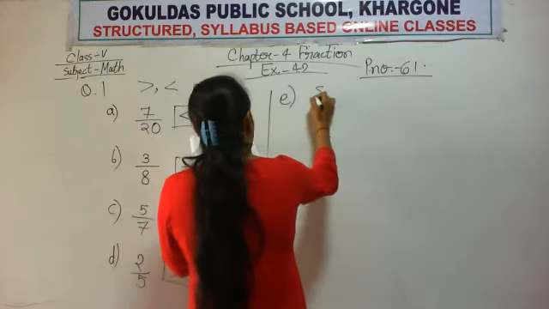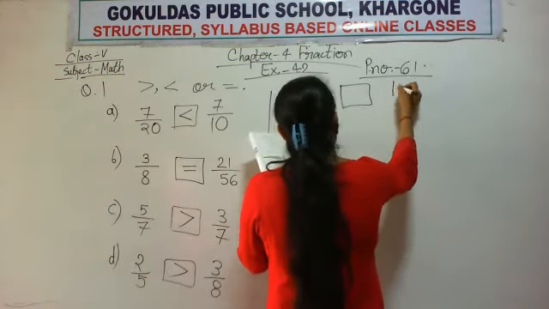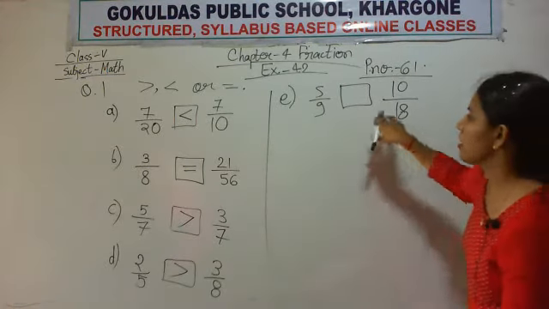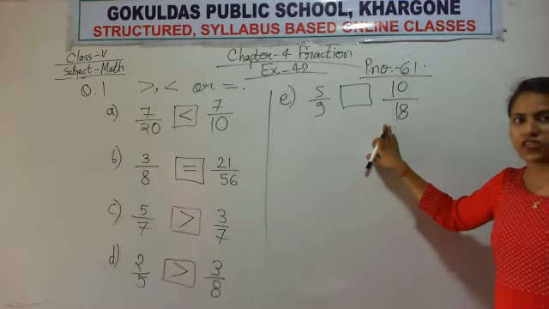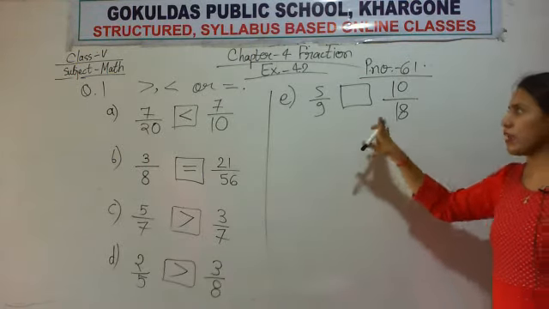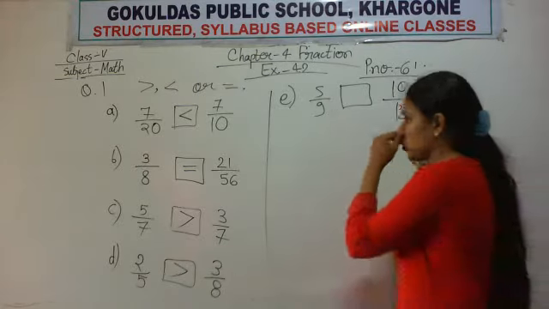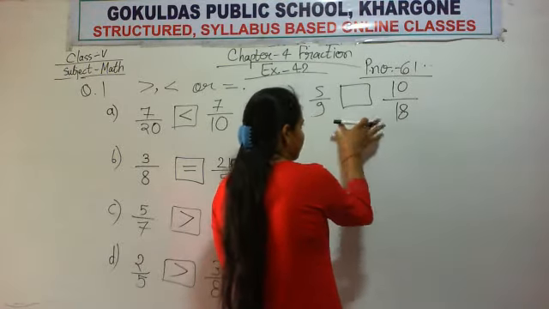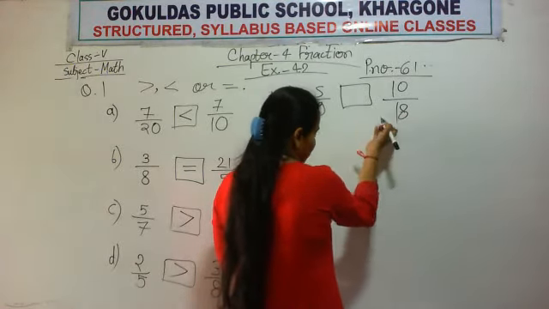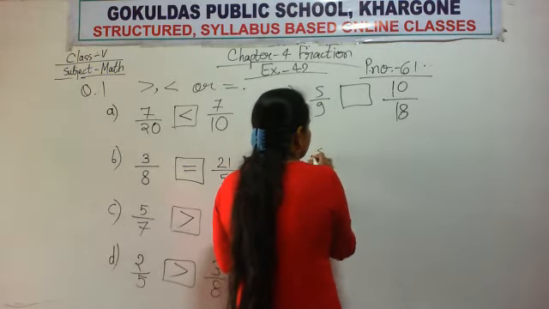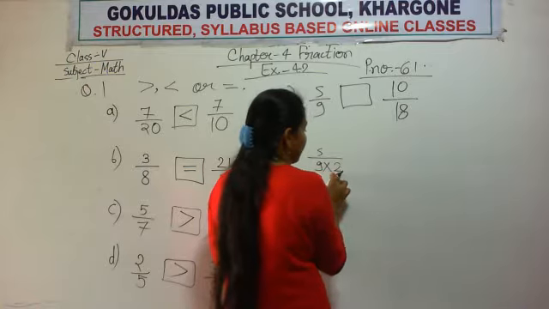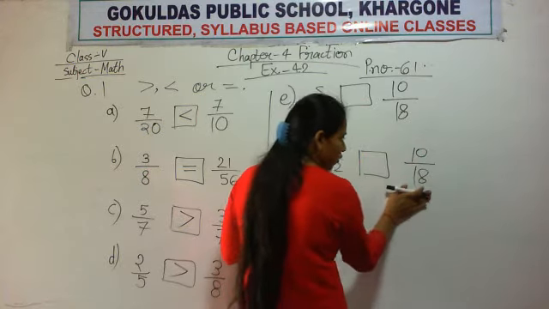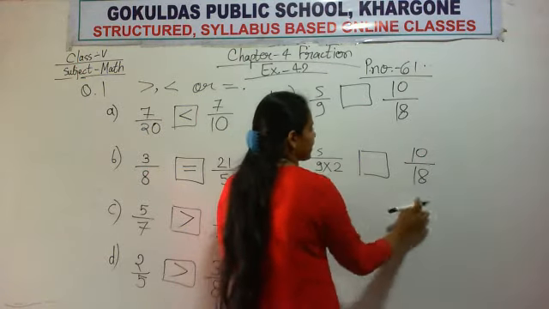Now E: 5 upon 9 and 10 upon 18. Now both the fractions are unlike fractions. The second case applies here, as both the numerators are also different. So we will make the denominators the same. To make the denominators the same, I multiply 9 by 2, and 9 2s are 18, so it is 10 upon 18. Here 18 is already there, so I am not making any changes in this fraction.